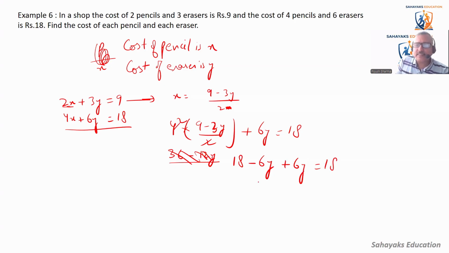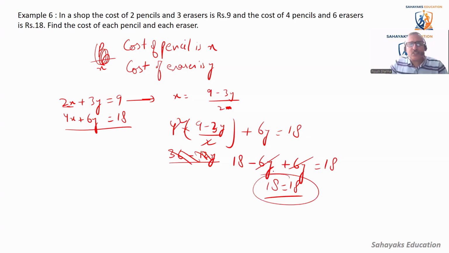Now 6Y will cancel out because 18 is equal to 18. Now when it says 18 is equal to 18, that means we cannot find a solution by this method. What does it mean? That means these are coincident lines. If we look into the graphs, these are coincident lines. एक ही line के ऊपर दूसरी line बनी हुई है. We cannot find the value of X and Y by this method because these two equations are exactly the same.